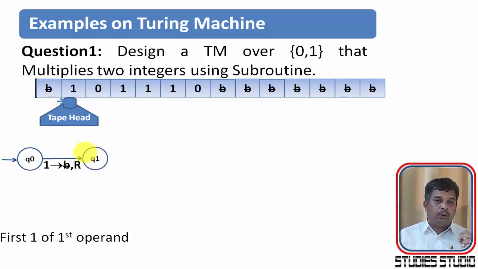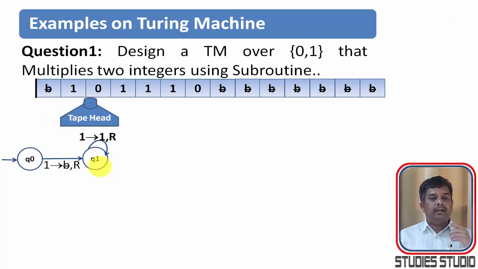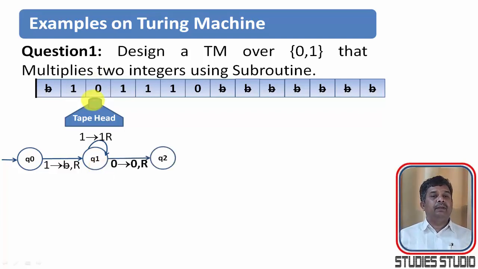Now my tape head is pointing to 1 and I'm at state Q1. So as many ones as I get now, I'll simply write those ones onto the tape and keep moving right. Now my tape head is pointing to 0. Whenever a 0 comes, it means this is the operation. I need not do anything right now. So I'll write a 0 onto the tape and start moving right.